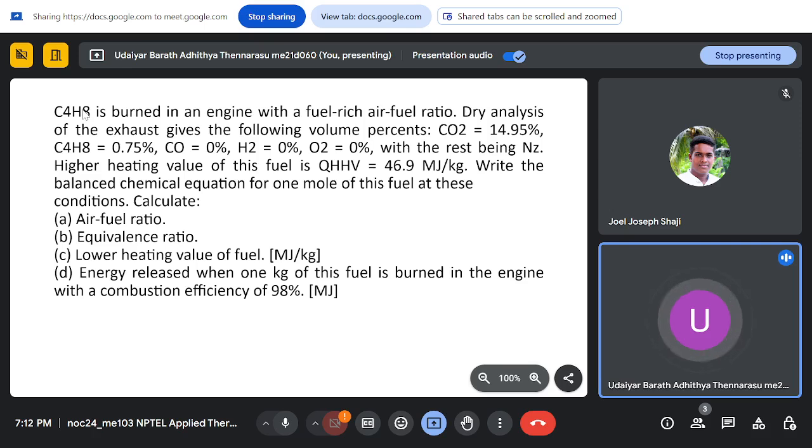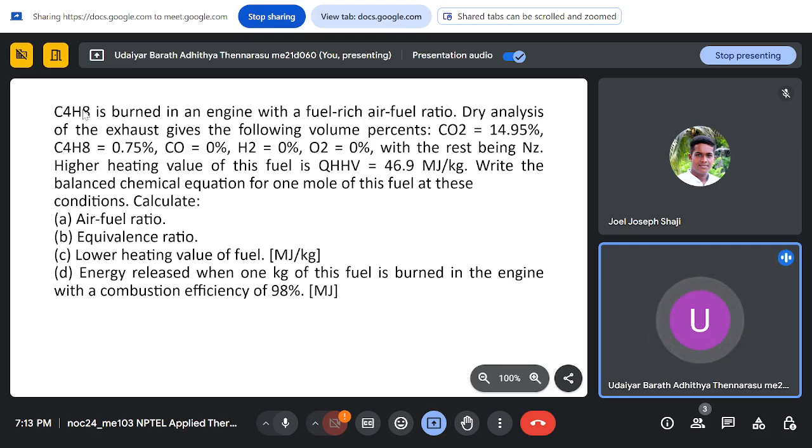The higher heating value of the fuel is 46.9 megajoule per kg. So write the balanced chemical equation for 1 mole of this fuel at this condition. Then calculate air fuel ratio, equivalence ratio, lower heating value of fuel. D. Energy released when 1 kg of this fuel is burned in the engine with a combustion efficiency of 98%. So this is what you have to find.